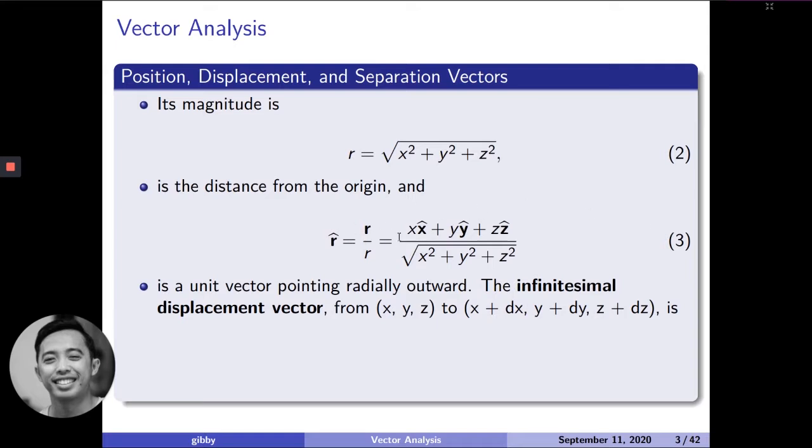So this is a unit vector, this r hat, pointing radially outward, outward in all directions. And the infinitesimal displacement vector from x, y, z to x plus dx, y plus dy, and z plus dz is given by equation 4. It's just a small change of displacement. So it's the infinitesimal displacement vector, a small change with respect to x, y, and z. You have a small change in x, a small change in y, and then a small change in z.